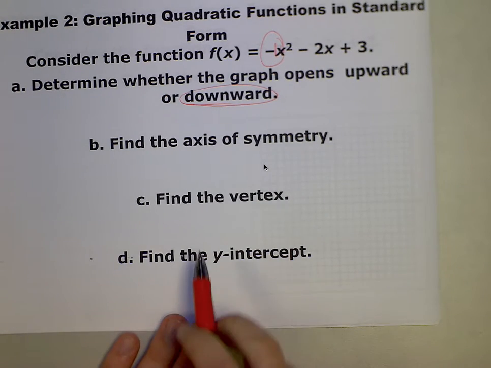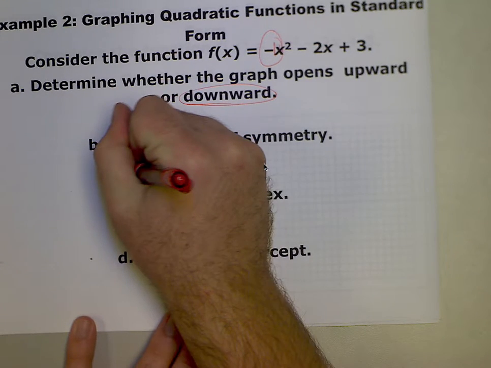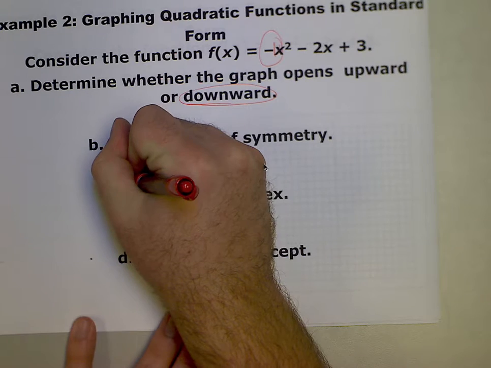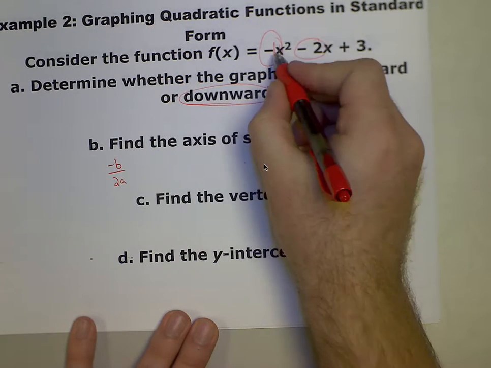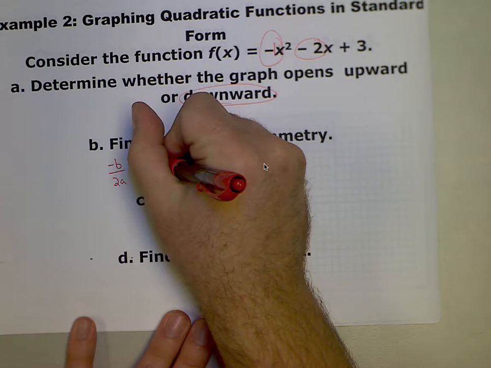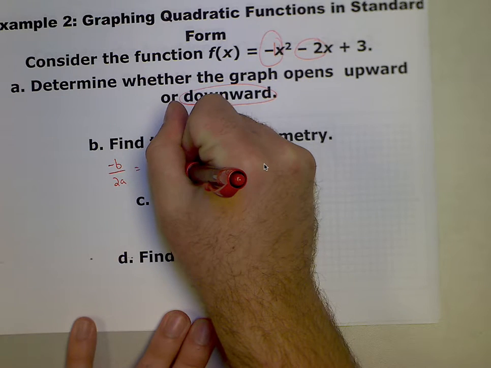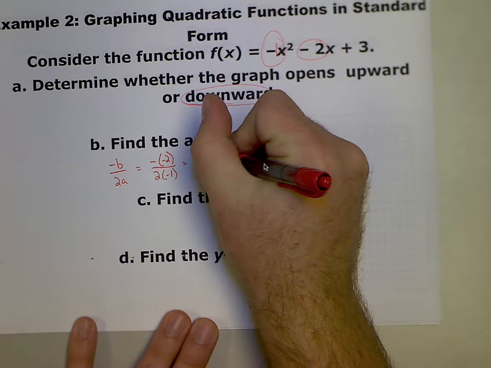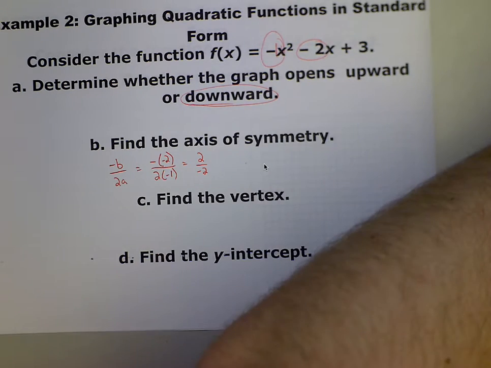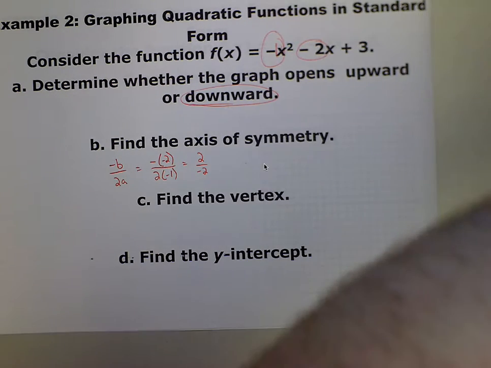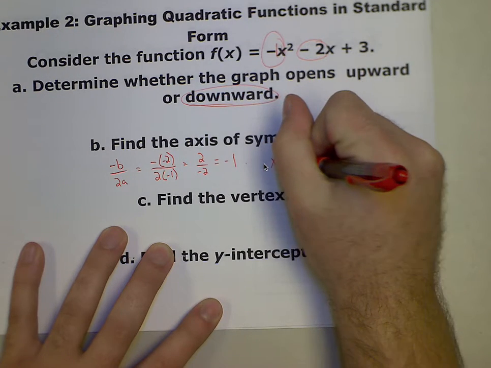Next, I'm going to be looking for the axis of symmetry. For axis of symmetry, I need to use the expression negative b over 2a. My b value here is a negative 2. My a is a negative 1. So if I plug those in, I have a negative 2 over 2 times negative 1. That's going to give me a positive 2 over a negative 2, which tells me that my axis of symmetry, if I reduce that, is going to be at negative 1. So my equation is x is equal to negative 1.